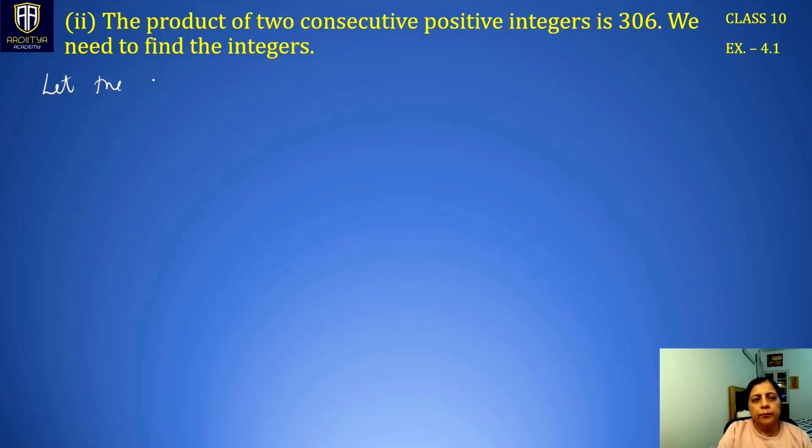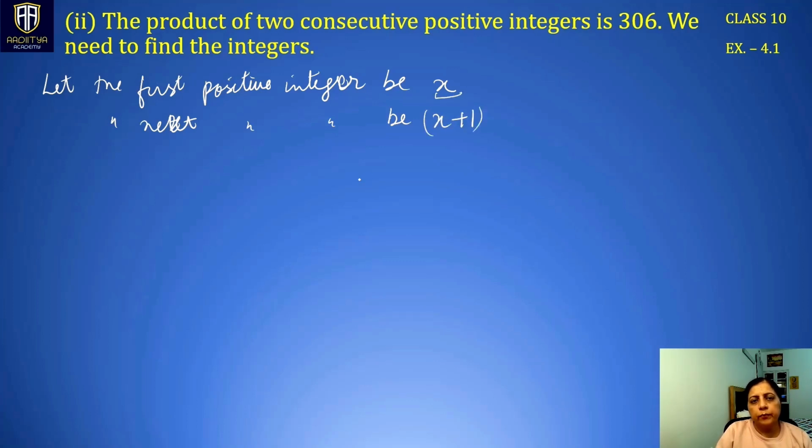Let the first positive integer be x, right? The next positive integer, we have to take two consecutive back-to-back numbers, means if the first one is x, the other one will be x plus 1. Now he says the product of two consecutive positive integers is 306. That means if we multiply these two numbers, we get 306.